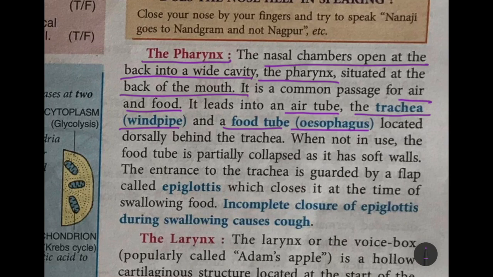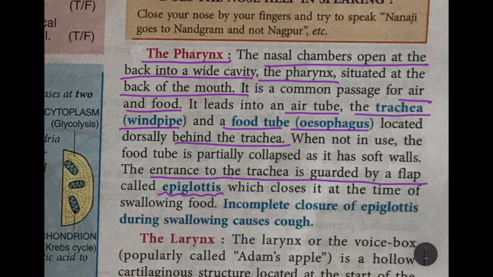The food tube is located behind the trachea. When not in use, the food tube is partially collapsed because it has soft walls. It is very soft, so it will collapse when the food tube is not being used. The entrance to the trachea is guarded by a flap which is known as the epiglottis. We did discuss how the epiglottis works in the digestive system chapter.